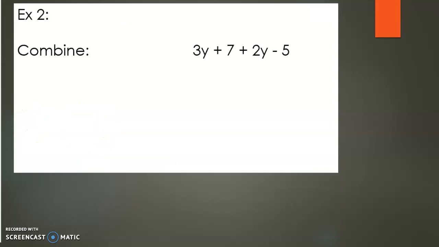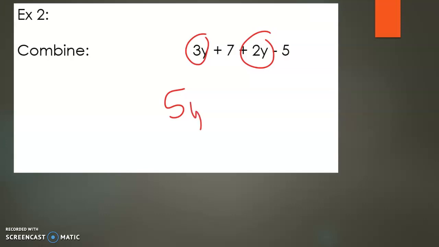Again, combining, I'm going to take a 3y and a positive 2y, and that is a 5y. I'm going to combine the positive 7 and the negative 5, and that becomes positive 2. Sorry for the highlighter, should have changed the pen.